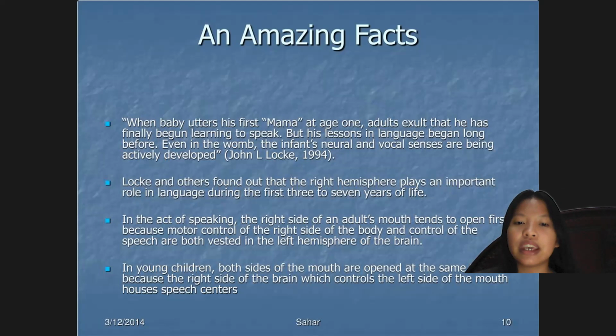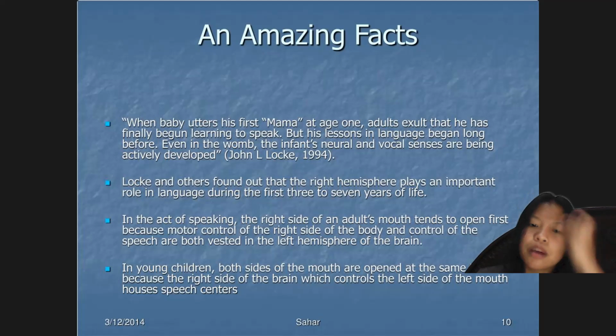In the act of speaking, the right side of an adult's mouth tends to open first because motor control of the right side of the body and control of speech are both vested in the left hemisphere of the brain. In young children, both sides of the mouth open at the same time because the right side of the brain, which controls the left side of the mouth, houses speech centers.